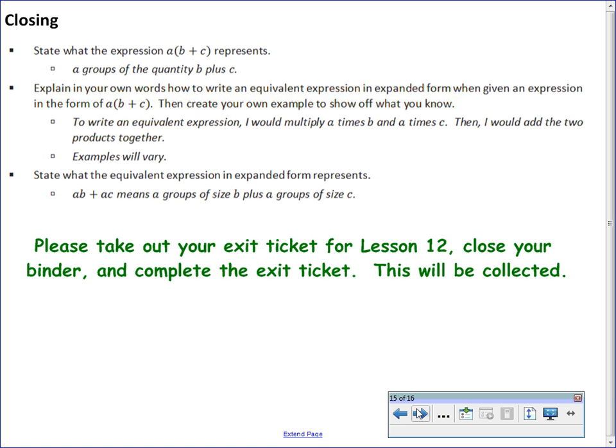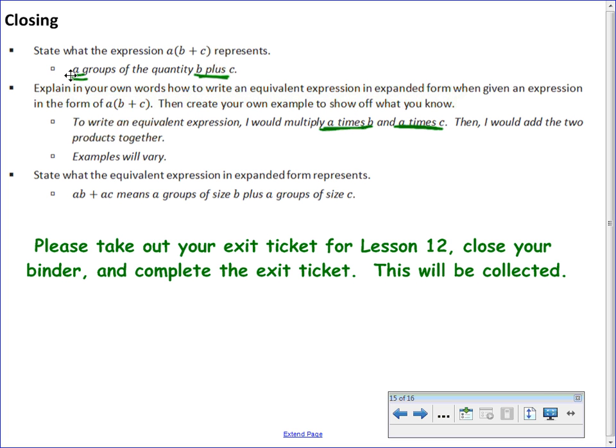Okay, so the expression A, open parentheses, B plus C, close parentheses, represents A groups of B plus C. And we could use equivalent expressions by multiplying A by B and C. So we do A times B and A times C. And then you could add the two products together if you have like terms. If we're working, please don't close your binders. If we're still talking for all numbers, then we would be able to add them and solve. But with variables, we don't have matching variables, so we can't do that.